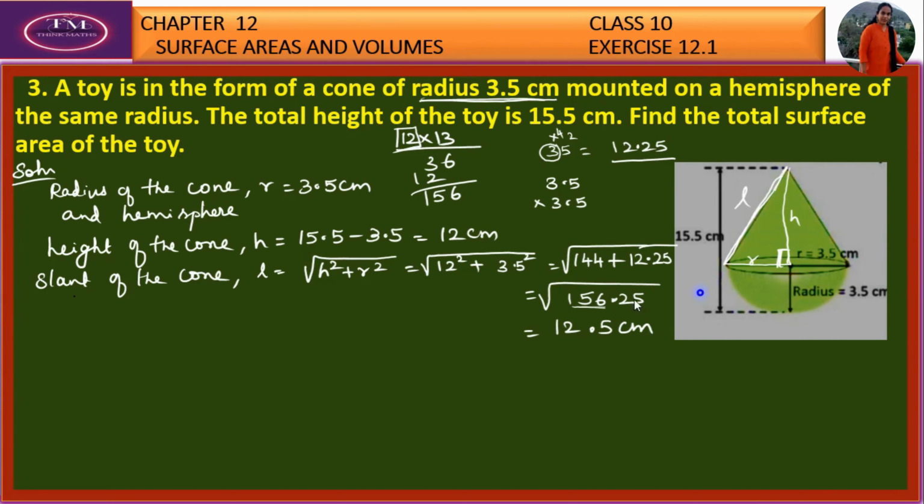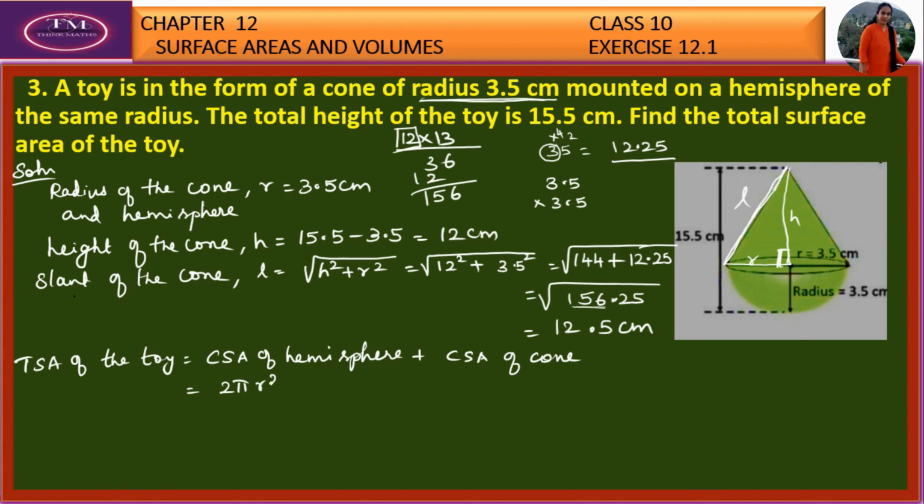Okay children. So let us write: total surface area of the toy is nothing but curved surface area of hemisphere plus curved surface area of cone. Curved surface area of hemisphere formula is 2 pi r square and curved surface area of cone is pi r l. So we can take pi and an r outside. So pi r is taken outside. Remaining we have 2 and an r, 2r. Here l is the remaining part.